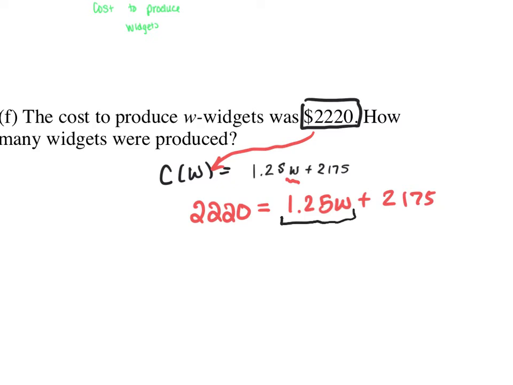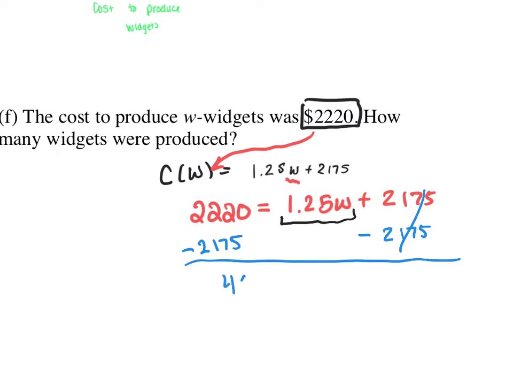I have a 2,175 I want to get rid of. So I have to ask myself, how do I get rid of that 2,175? Well, I just subtract it from both sides of my equation. When I subtract 2,175 from 2,220, I get 45. So I have as my equation, 45 equals 1.25 W.